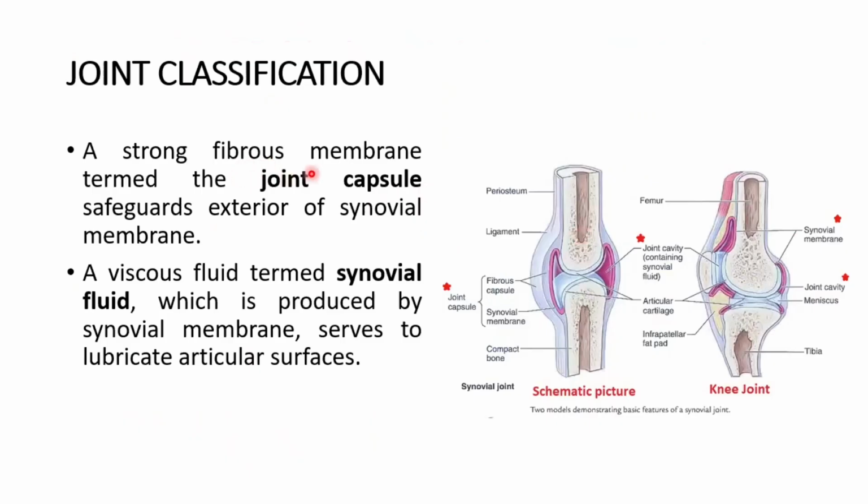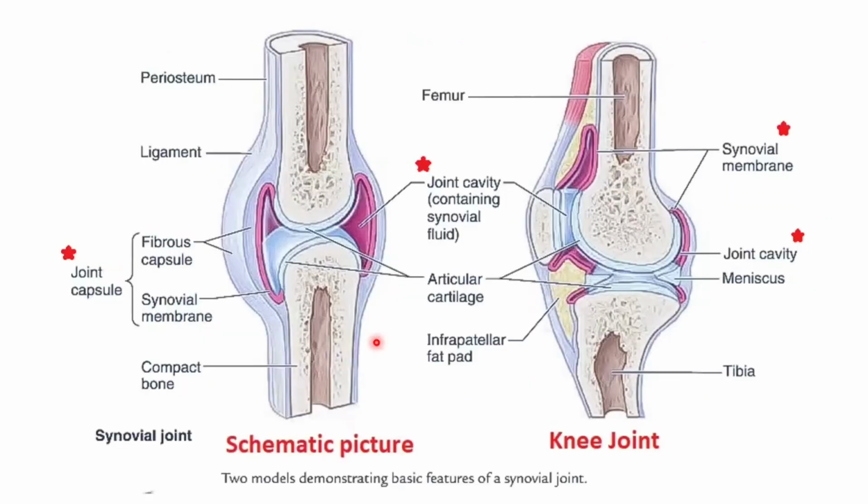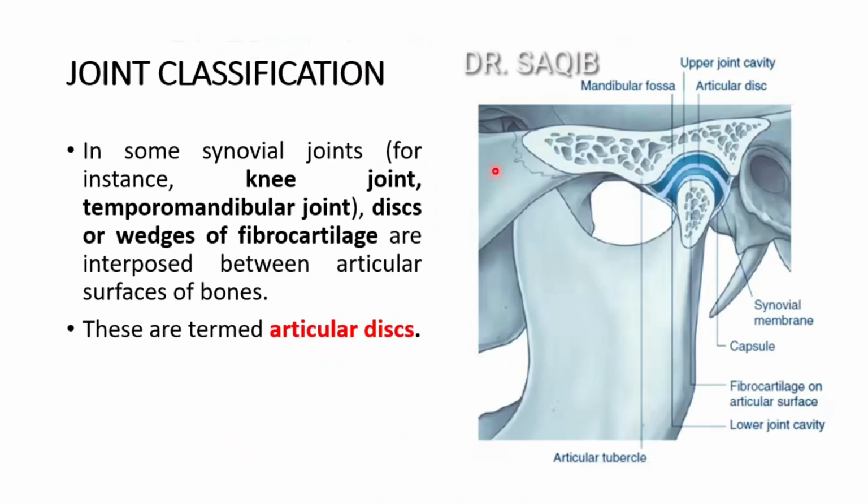A strong fibrous membrane termed the joint capsule safeguards the exterior of the synovial membrane. A viscous fluid termed synovial fluid, which is produced by the synovial membrane, serves to lubricate articular surfaces. You could see this, I told you already.